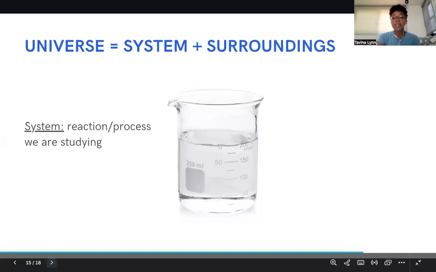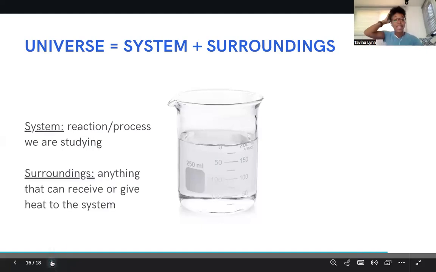So again, system is the reaction or the process that we are studying, right? So what specific reaction or process we're studying. The surroundings is anything that can receive or give heat to the system. Anything that receives or gives heat to the system is our surroundings.